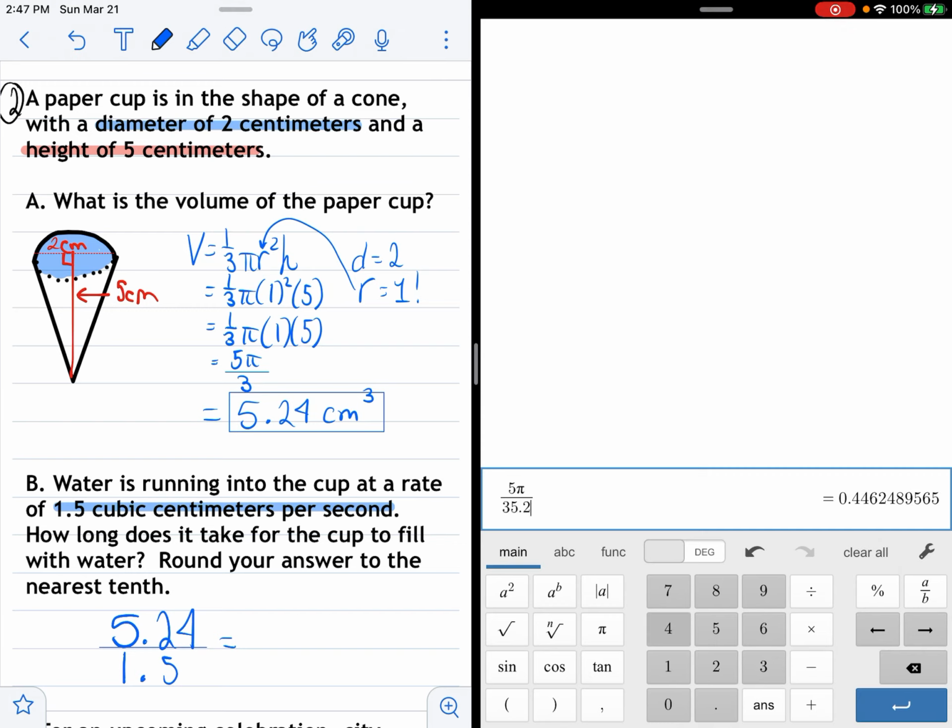So I'm going to do 5.24. Let's clear that out. 5.24 divided by 1.5, and I get a time of 3.49 seconds, which rounds to the nearest tenth is 3.5 seconds. And that's the answer to problem number 2.